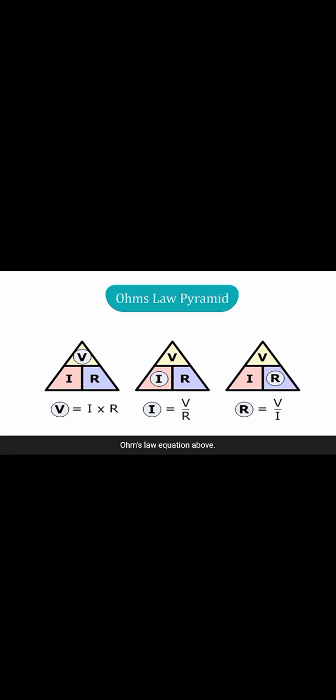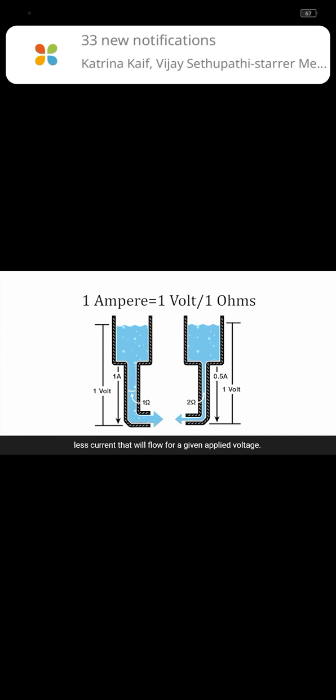Transposing the standard Ohm's law equation above will give you the following combinations of the same equation, which is called the Ohm's law triangle. Then, by using Ohm's law, we can see that a voltage of 1 volt applied to a resistor of 1 ohm will cause a current of 1 ampere to flow, and the greater the resistance value, the less current that will flow for a given applied voltage.